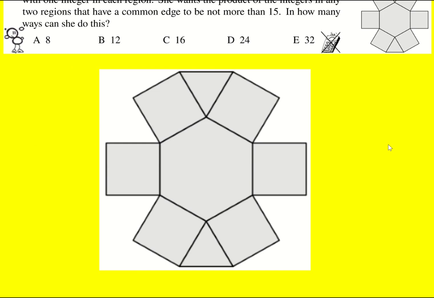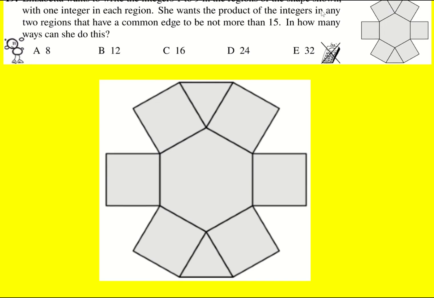Now, the only way we can get a product less than 15 is if we multiply it by 1. We can't have 9 next to anything else apart from 1. And the same actually goes for 8. So that basically means that 9 is going to have to go here, and 8 is going to have to go here with 1 here.